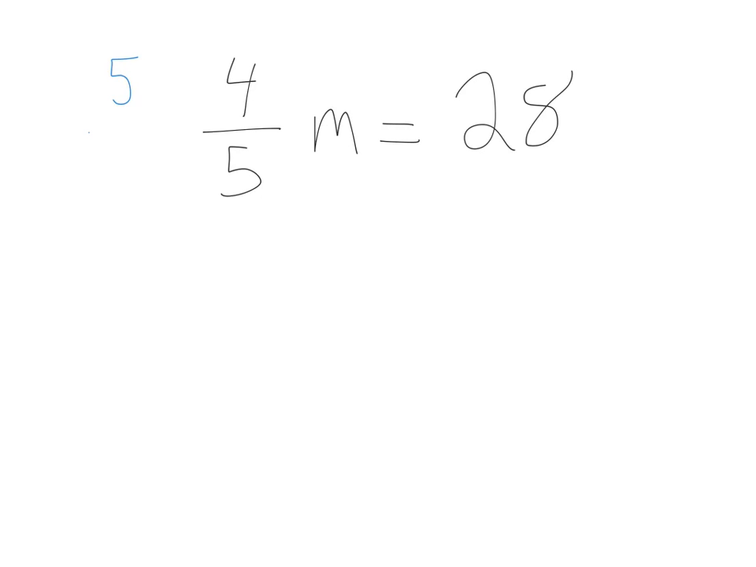A similar process works with fractions. We just have to make sure we do the fraction math correctly. So in this case, 4/5 m is equal to 28. We have to first identify what math is being done. Well, 4/5 and m, again, that's a coefficient and a variable, so that's multiplication. So to undo multiplication, we have to do division. If we want to divide by a fraction, the first thing we need to do is find the reciprocal. The reciprocal of 4/5 is 5/4, and so we multiply both sides by this reciprocal.